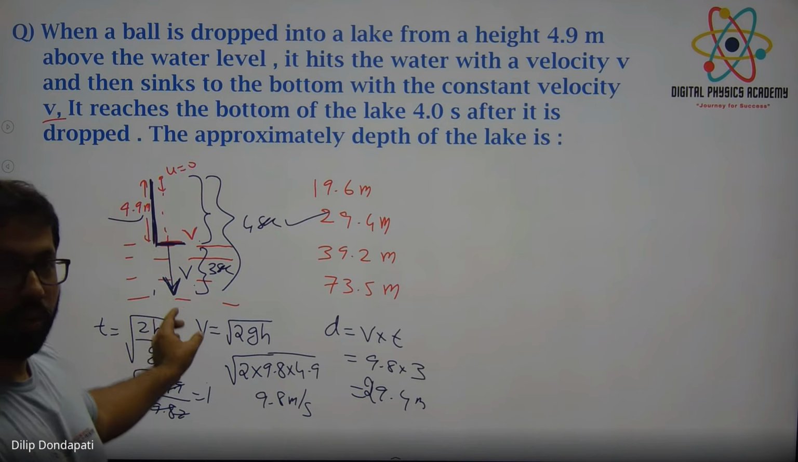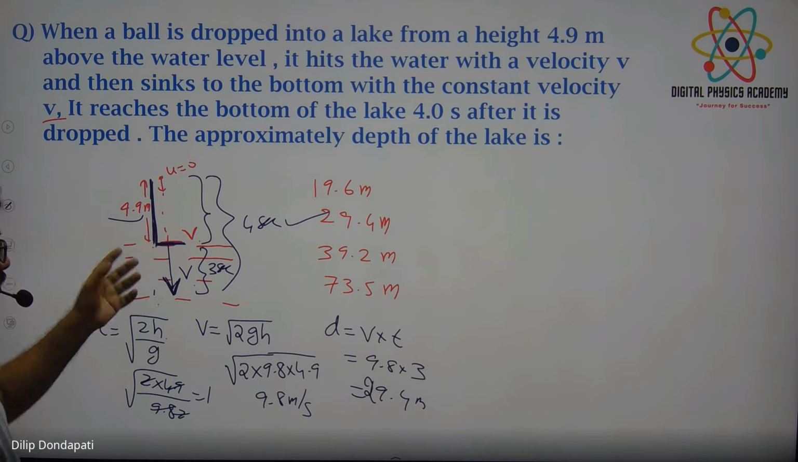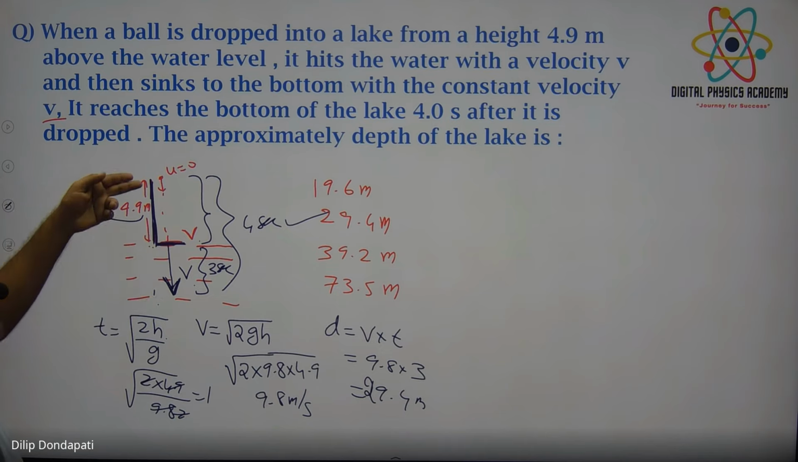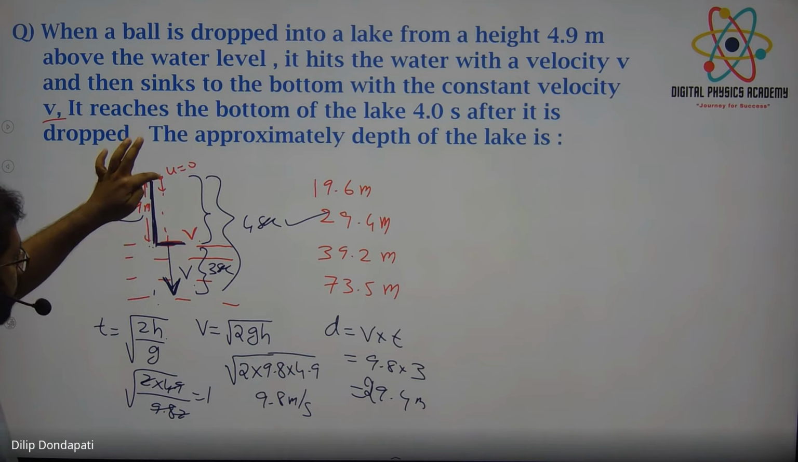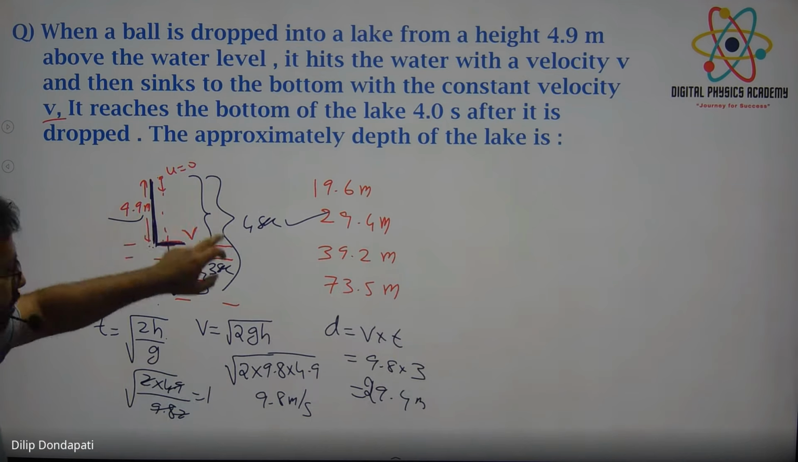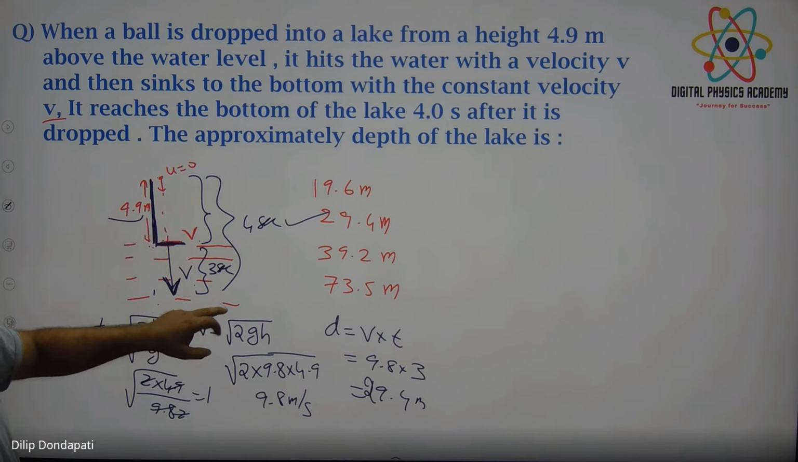We don't know this depth. This depth only we have to find. If we knew this depth directly, we could subtract also and get the answer. But we don't know this depth. That's why I'm trying to find the time from here to here only. Then the total time is given to you. Total time is given, but height is not given.